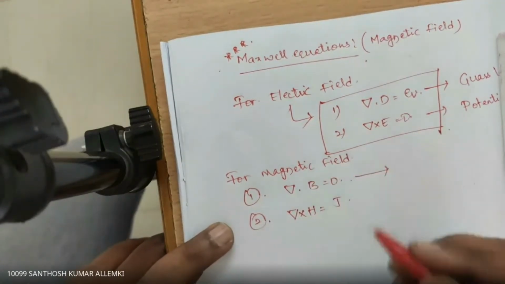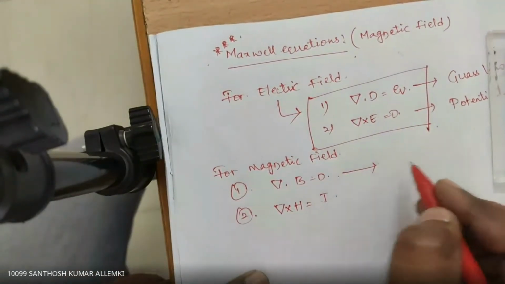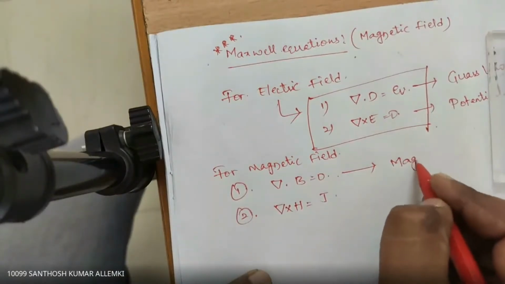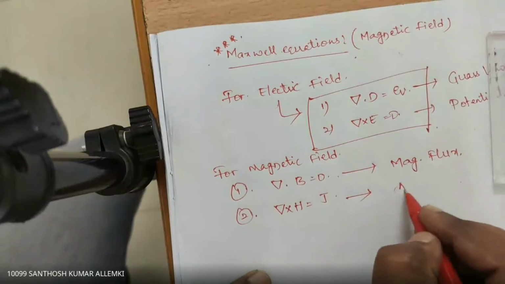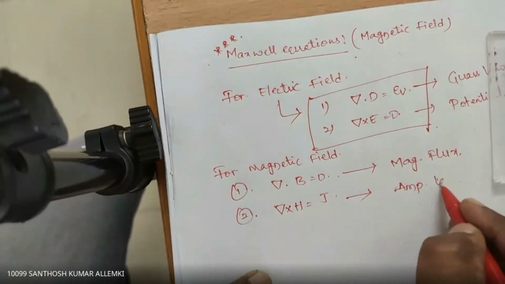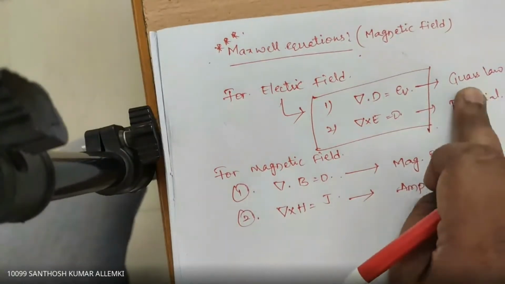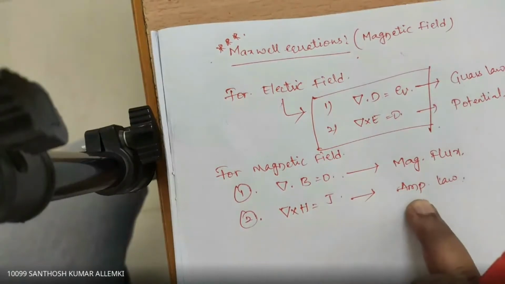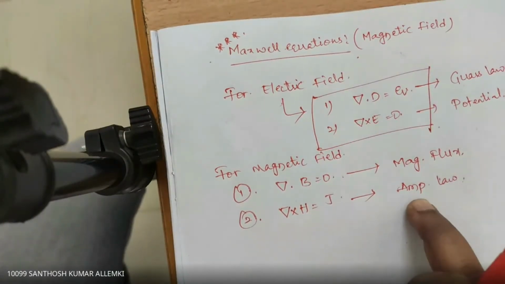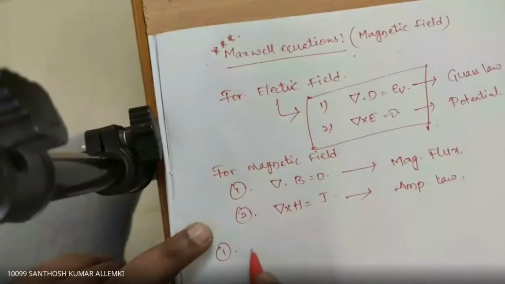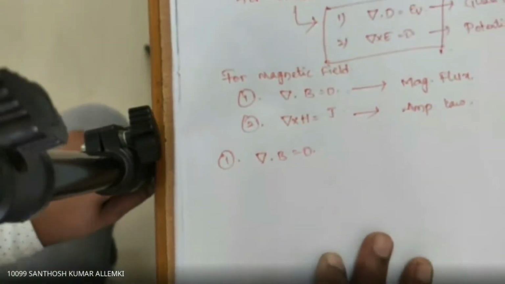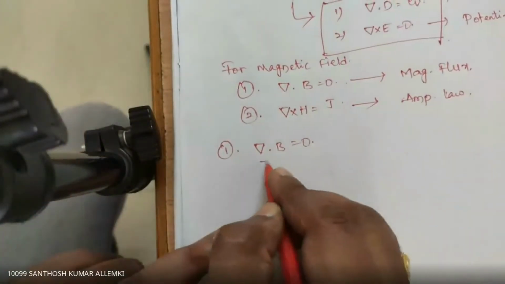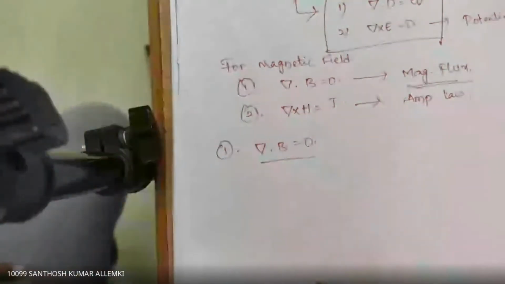These two Maxwell equations can be derived as follows: del dot B equals 0 comes from the magnetic flux concept, and del cross H equals J is derived from Ampere's law. In the previous case it was Gauss law, in this case Ampere's law. First, del dot B is equal to 0. How can we derive it? That is from the concept of magnetic flux.